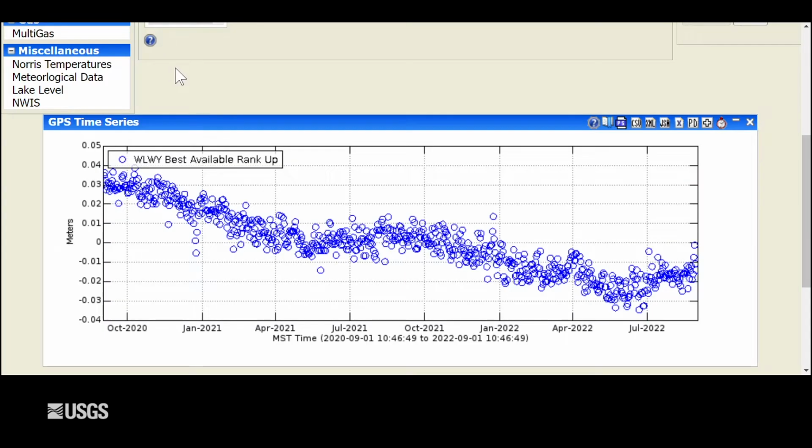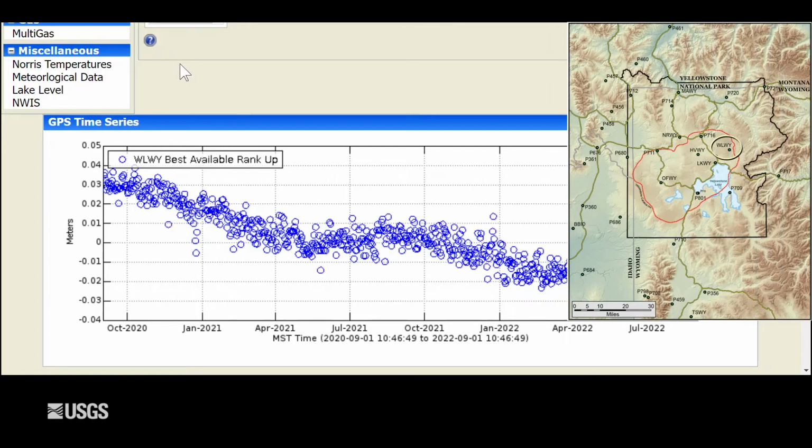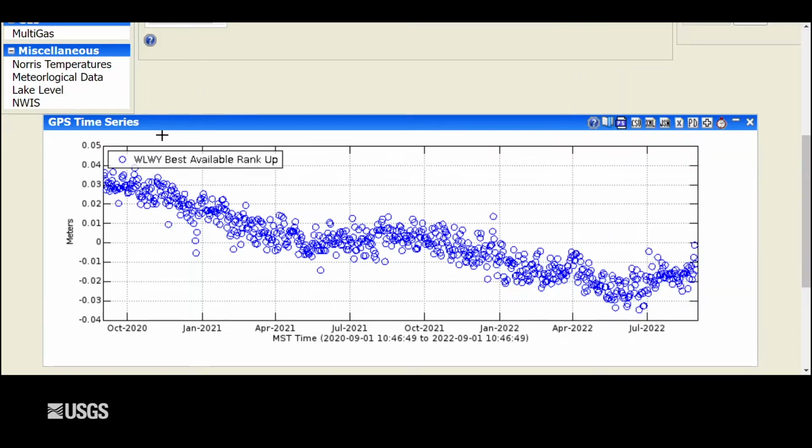Turning now to ground deformation, this is vertical deformation at the White Lake GPS site, which is located on the east side of the caldera on the Sour Creek Resurgent Dome. This plot shows the last 2 years of vertical deformation. Each one of these blue dots is a day's worth of data, and the overall trend here is one of subsidence. These downward trends indicate subsidence. But in each summer that's shown here, summer of 2021 and summer of 2022, there is a little bit of uplift, or at least a pause in that subsidence.